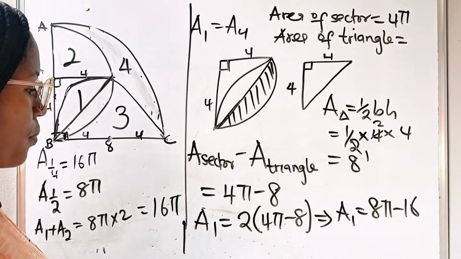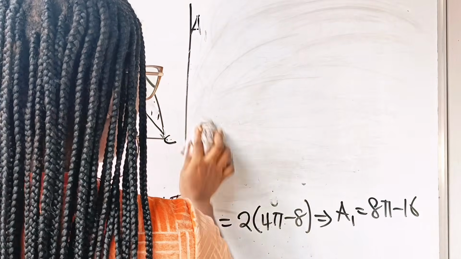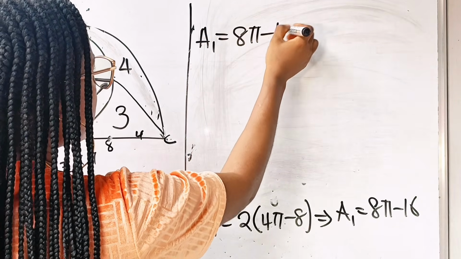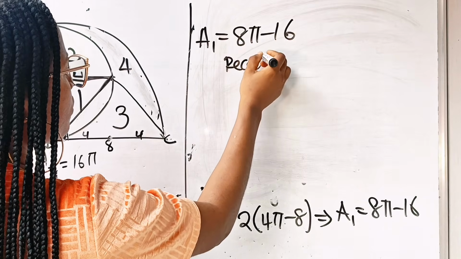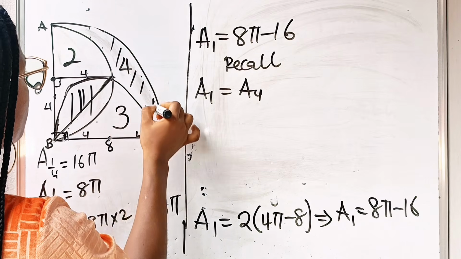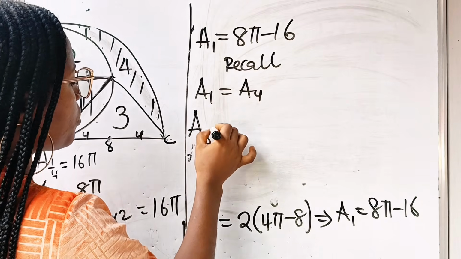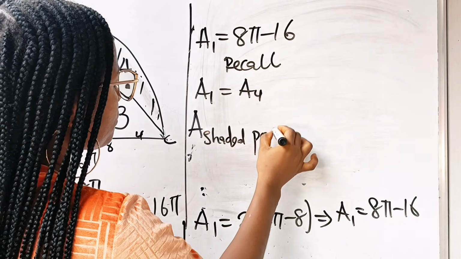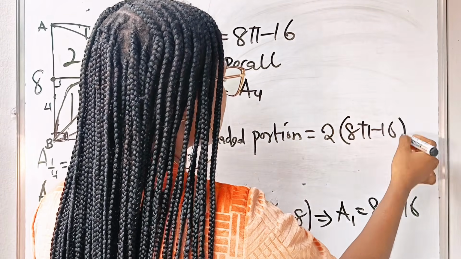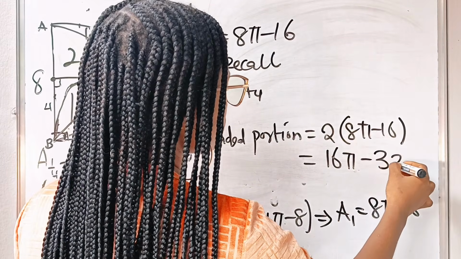Now we have that A1 is equal to 8 pi minus 16. But recall that A1 is equal to A4. This place is equal to the whole of this place. So if we want to find the area of all the shaded portion, it should be equal to 2 brackets 8 pi minus 16. 2 times 8 is 16, 2 times 16 is 32.